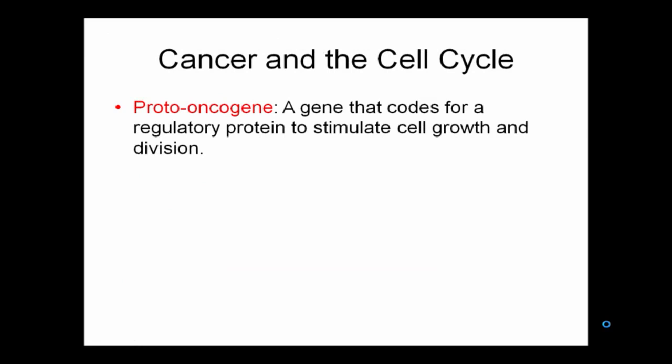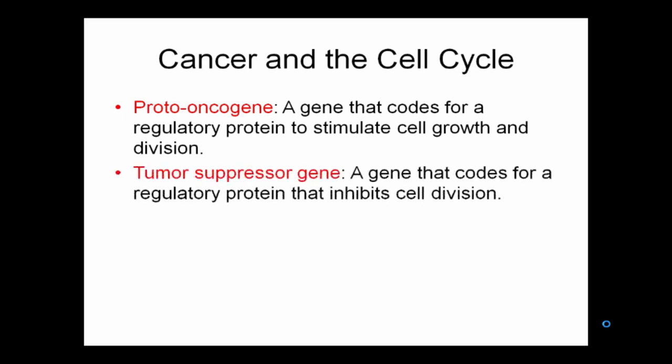So your proto-oncogene, everybody has proto-oncogenes. This is a gene that's going to code for a regulatory protein, and there's many of them that stimulate cell growth and division. Everybody has tumor suppressor genes. These are regulatory genes that code for various regulatory proteins that inhibit cell division. Everybody has these genes. It's just when these genes become mutated and the regulatory proteins don't work correctly, that's when you can have uncontrollable cell growth, and possibly the cell can turn cancerous.